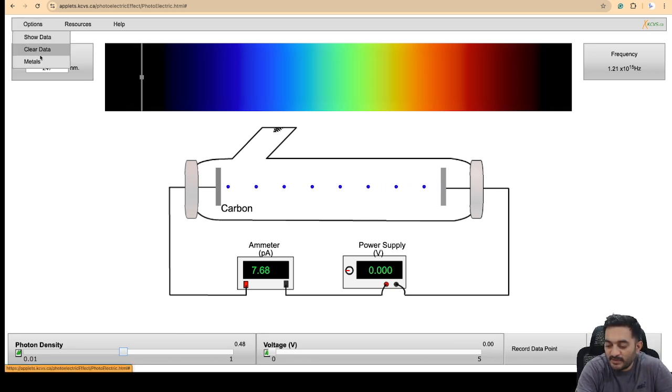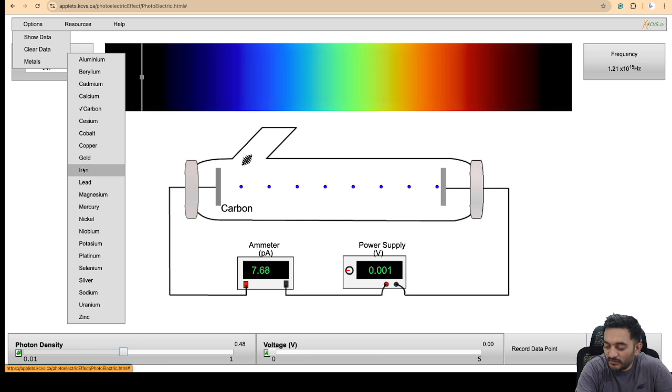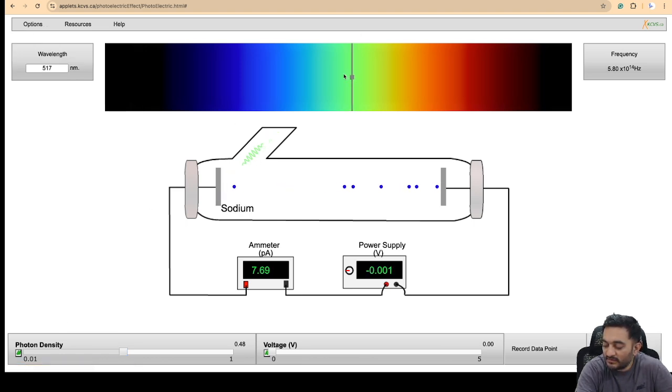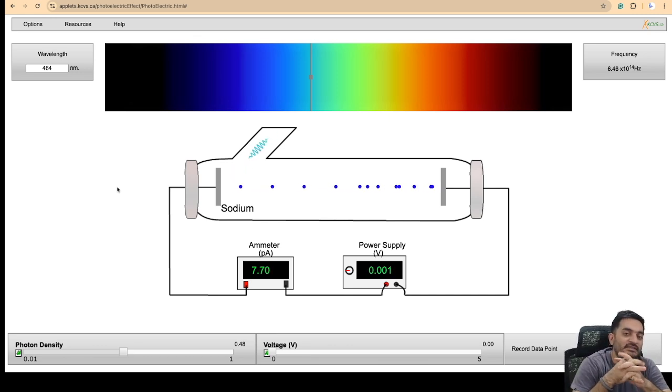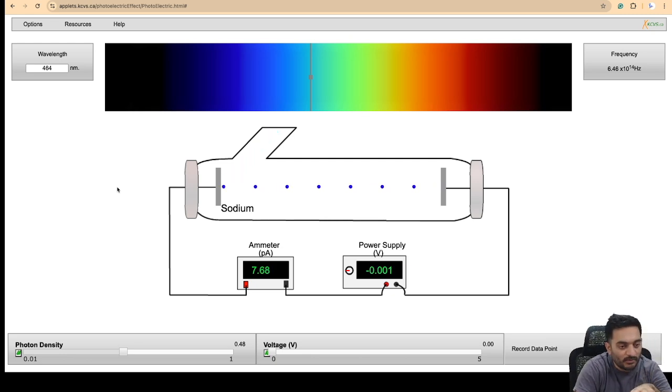I'm going back to the same old material, which is sodium. So here we have the frequency. Okay, this is the threshold frequency. Let's keep it a little higher. Now the question here is, at this particular frequency, can we calculate what exactly is the speed at which these electrons are coming out? For that, as I told you, you have this plate on this side and you can increase the voltage. Now look here, here is the voltage value.